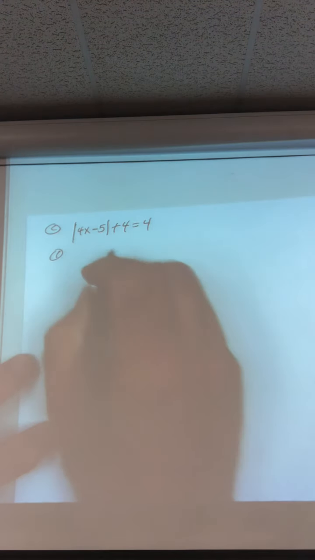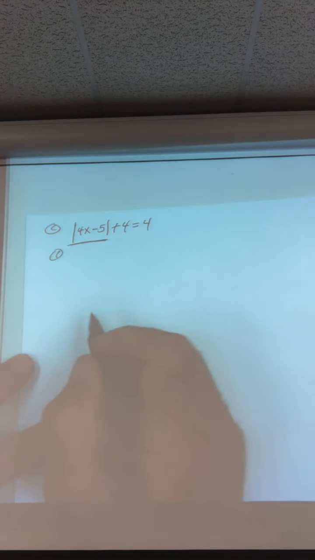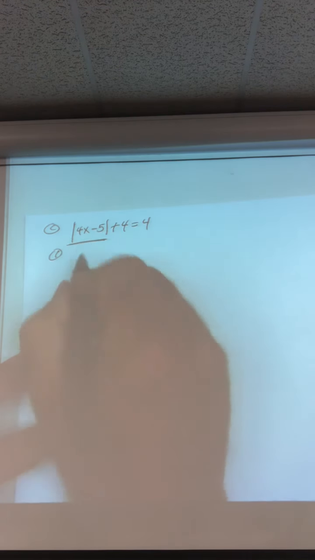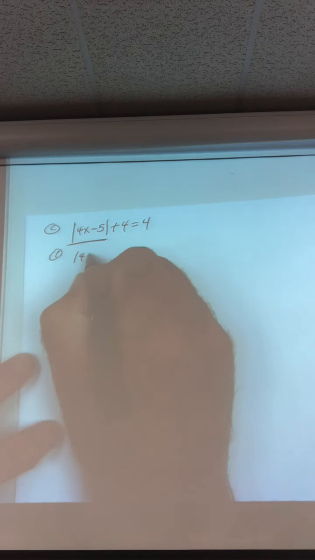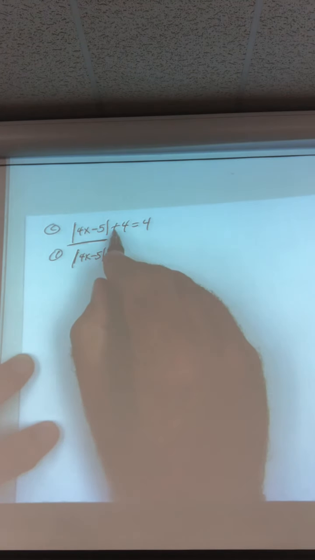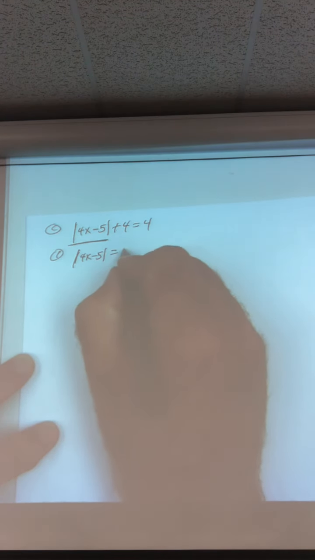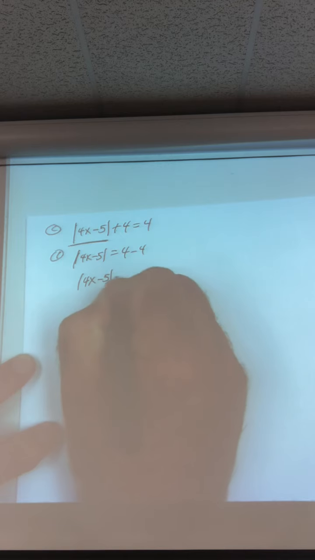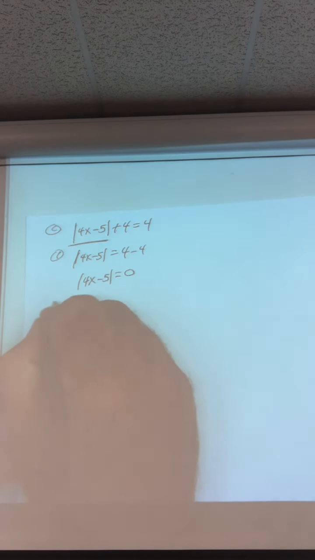Okay? Step 1. Here's the absolute value term. It is not isolated. So the first thing you got to do is get this on a side by itself. So I'm not going to mess with it. It will still be inside absolute value symbols. Subtract this 4 across. And when I do, I get 0.